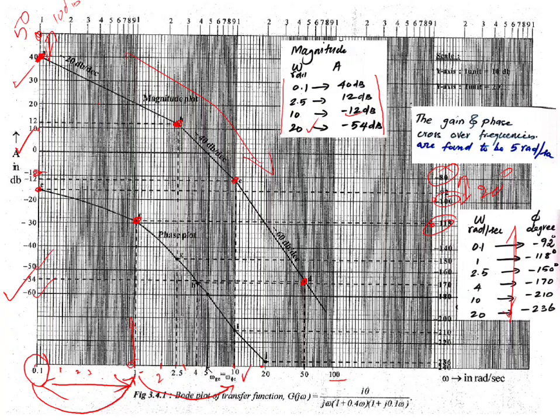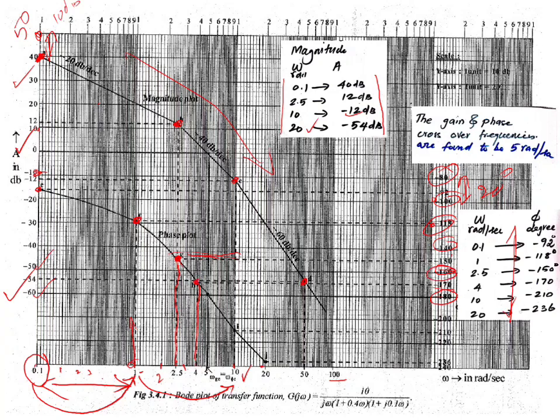And for 2.5, the value is 150. 150 is in between 160 and 140, on the center line. So here this is 2.5 and 150. The third one is 4, which is here, and the phase is around 170, in between 180 and 160.